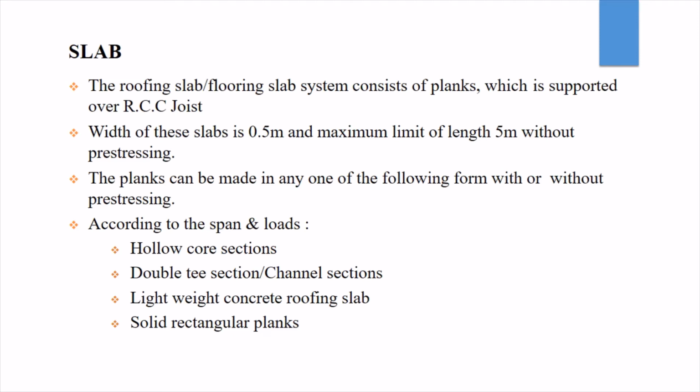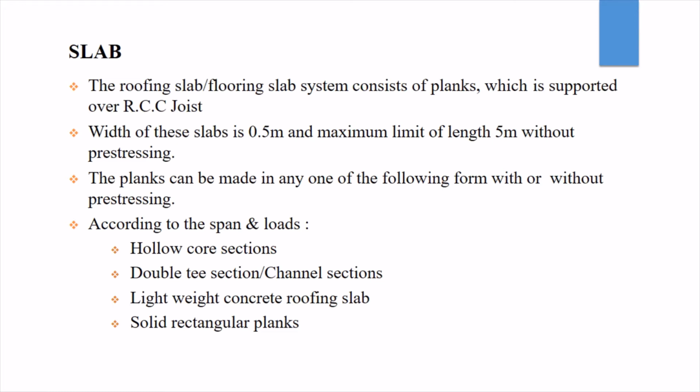So the first point is that the roofing slab or flooring slab system consists of planks which are supported over RCC joists. So the plank is a horizontal member, so it is a slab, and it is supported underneath by the RCC joist. So it is a secondary beam. And then the width of these slabs is mainly 0.5 meter. Basically it is 0.5 meter, and it varies according to pre-stressing or normal prefabrication. Depending upon that, the length may vary. If it is not pre-stressing, the length is up to 5 meter.